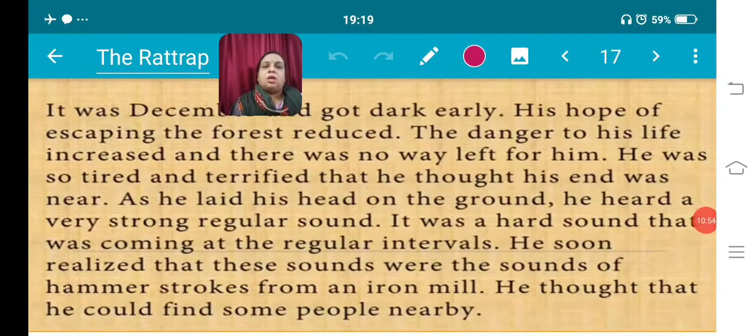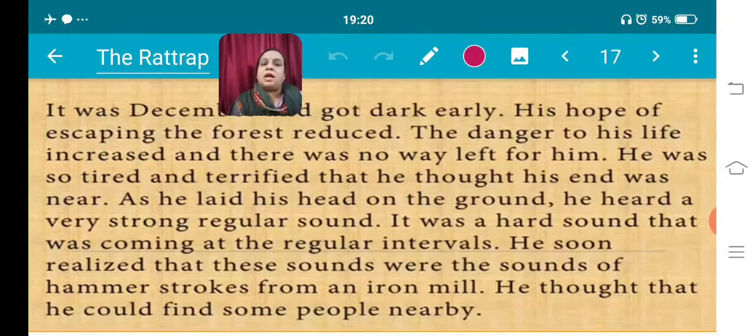It was December and got dark early. His hope of escaping the forest reduced. The danger to his life increased, and there was no way left for him. He was so tired and terrified that he thought his end was near. As he laid his head on the ground, he heard a very strong regular sound. It was a hard sound that was coming at regular intervals.